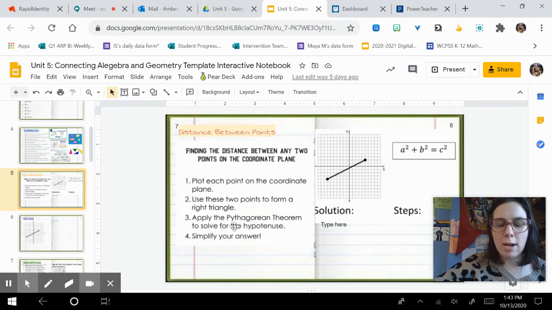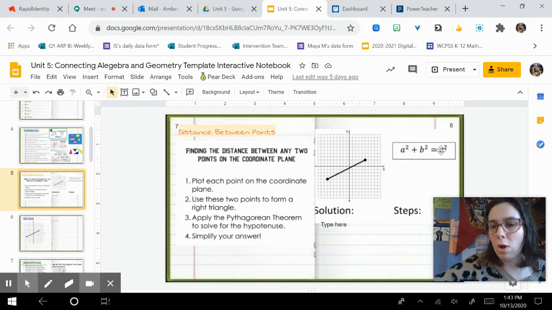Here are the steps. You can plot each point on the coordinate plane if you choose to. You don't have to use the points on the coordinate plane. Use these 2 points to form a right triangle because we're going to use Pythagorean theorem, a squared plus b squared equals c squared, to find the distance instead of doing the actual distance formula, because this is something you're going to have to use anyway when you get into Math 2. So you might as well just practice and use it now as well.